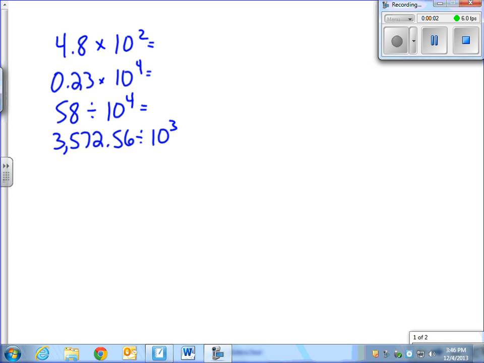All right, we're going to look at another FA. This FA is NBT2B. Once again, NBT2B. And this says, I can explain patterns in the placement of the decimal point when a decimal is multiplied or divided by the power of 10.